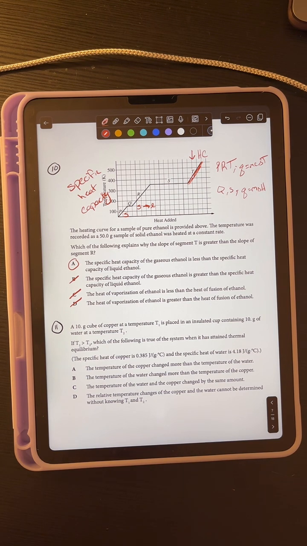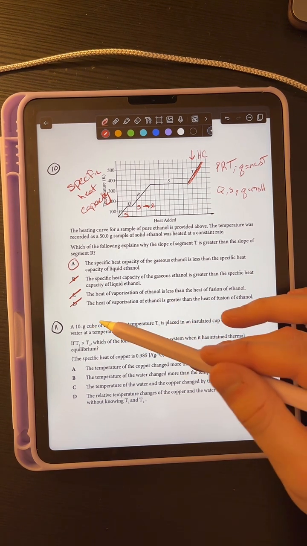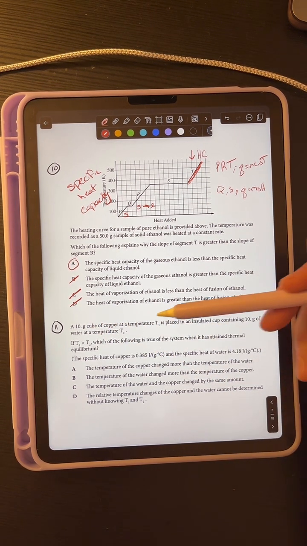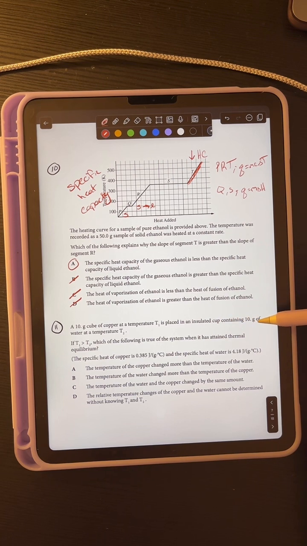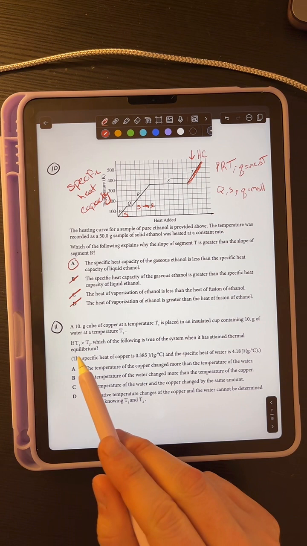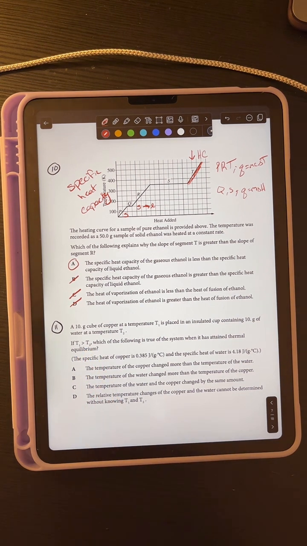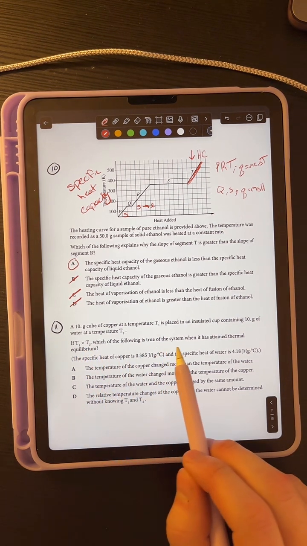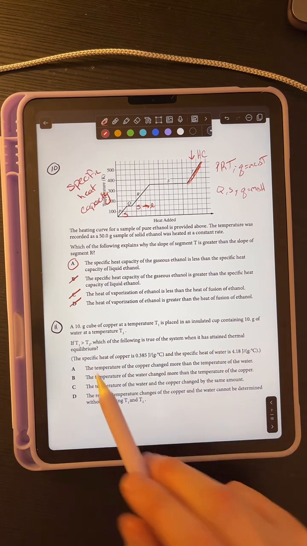All right, going on into number 11. A 10-gram cube of copper at a temperature T1 is placed in an insulated cup containing 10 grams of water at T2. We know that temperature 1 is greater than temperature 2. Which of the following is true of the system when it has attained thermal equilibrium?